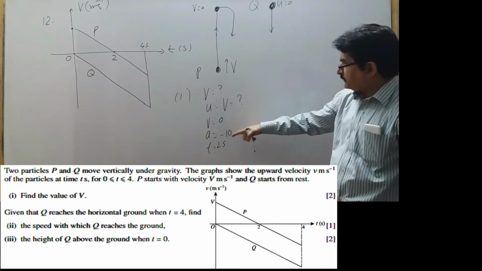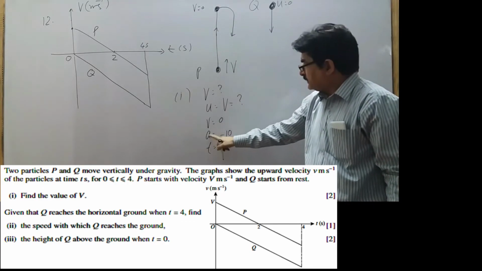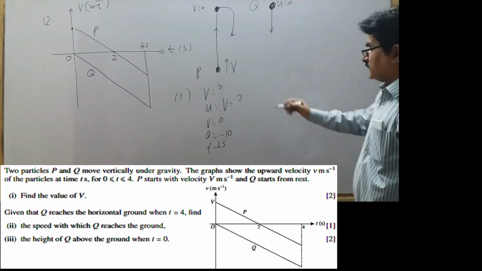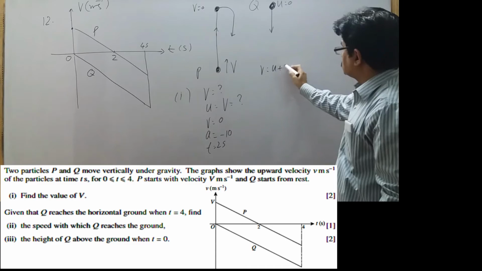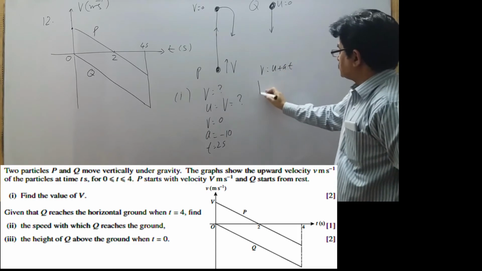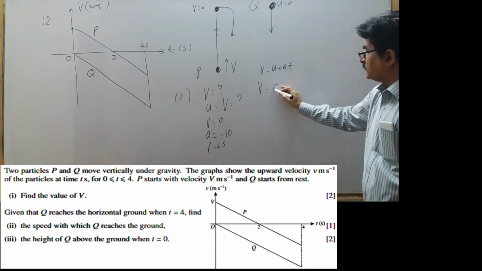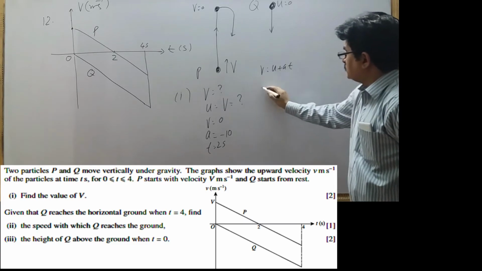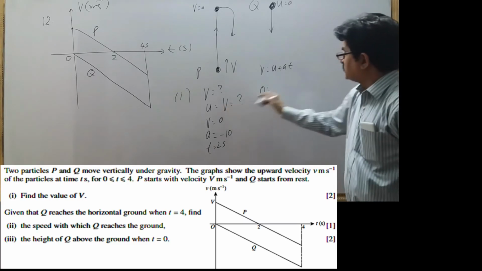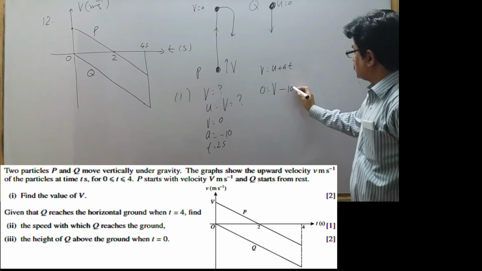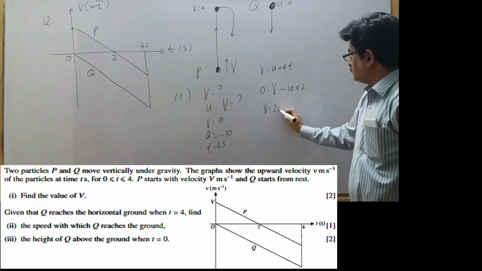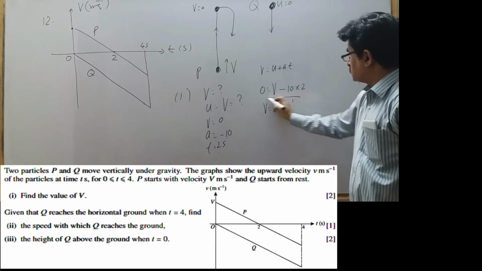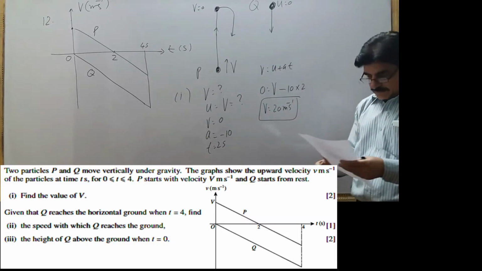So now we have three quantities, t, a and v. So we can apply the equation of motion, v is equal to u plus at. Here the final velocity is 0, the initial velocity we need, acceleration is minus 10 into time 2. From here you will get the value of V to be 20 meters per second.